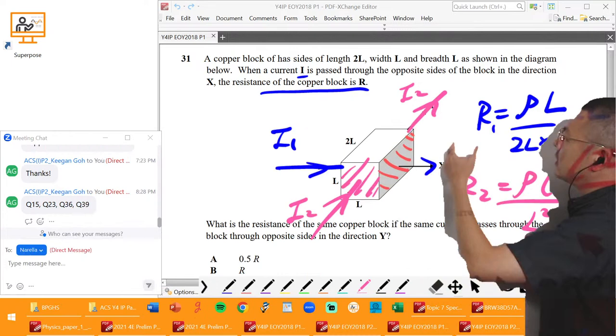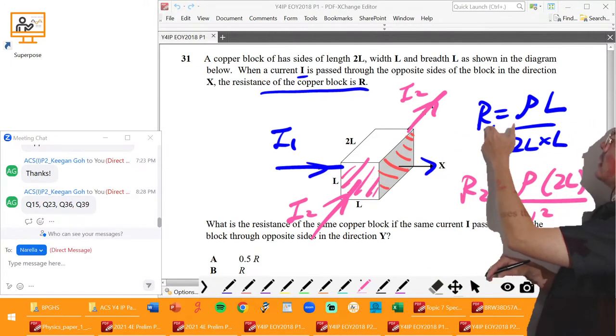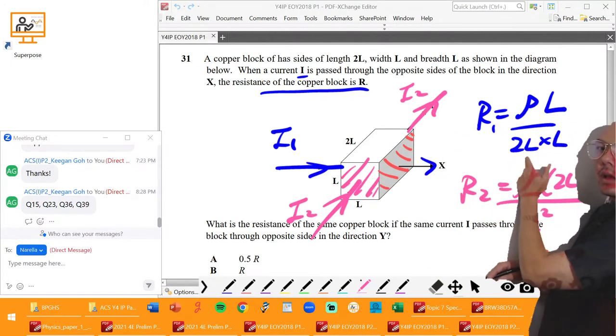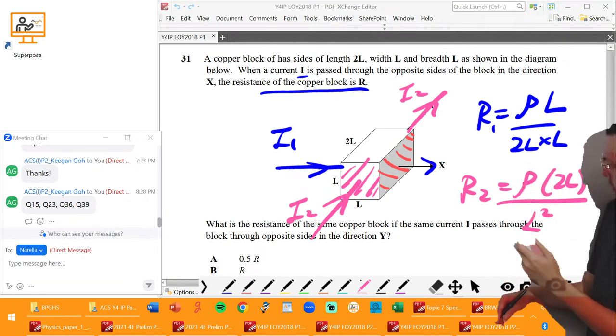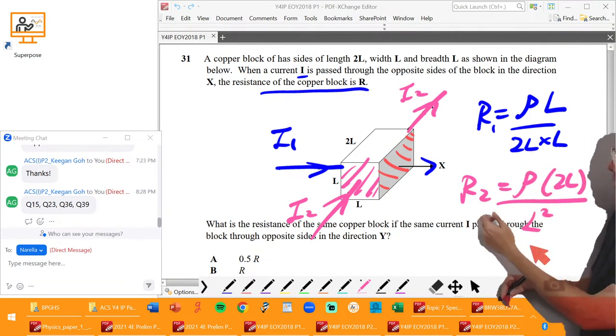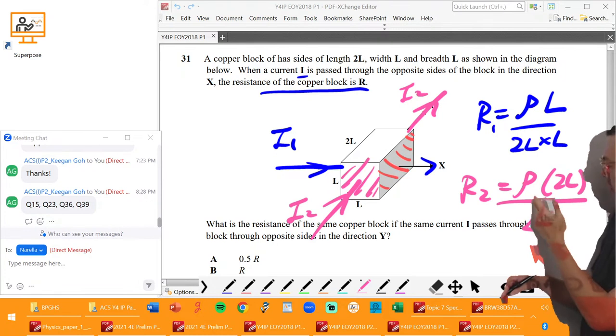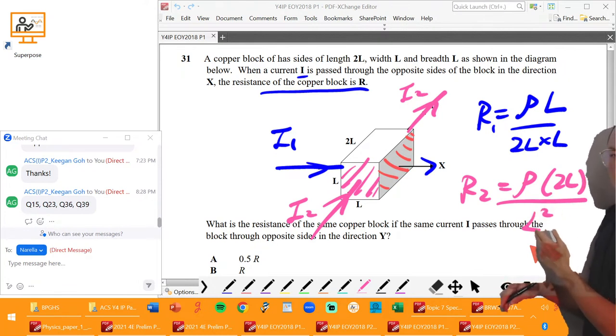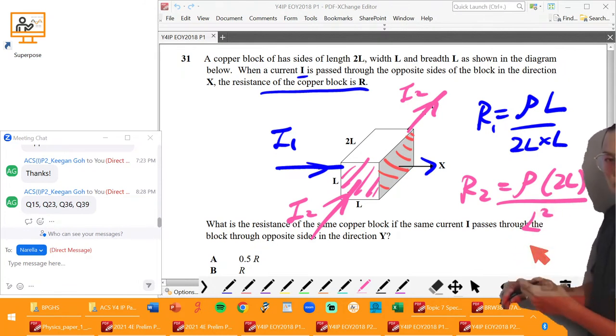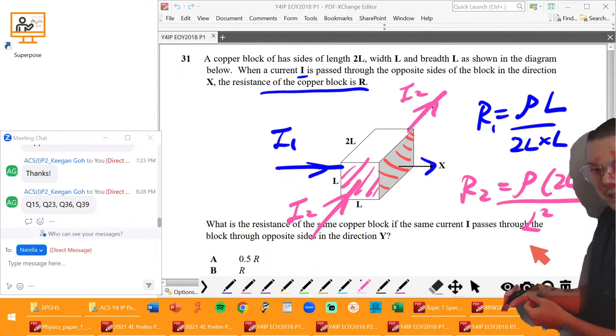R1 is rho over 2L. Okay? R2 is 2 rho over L. So R2 is 4 times of R1.